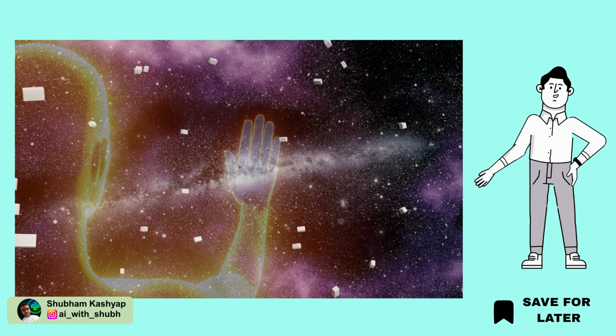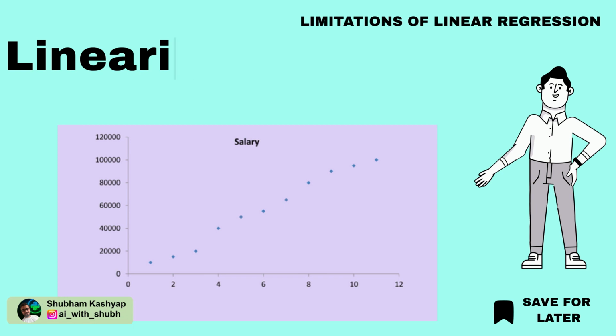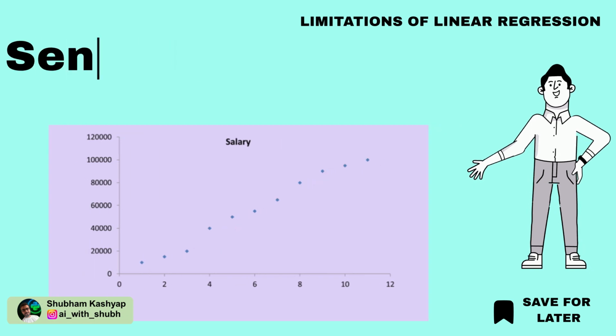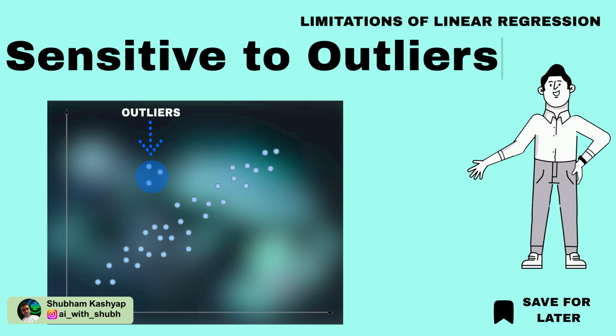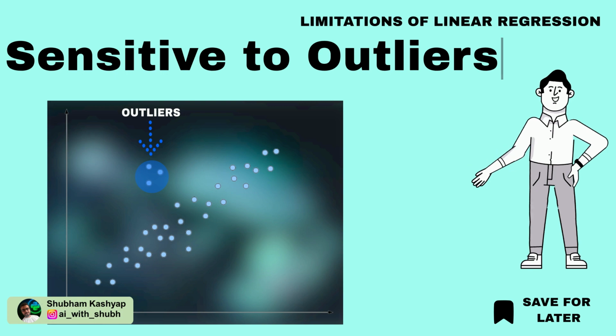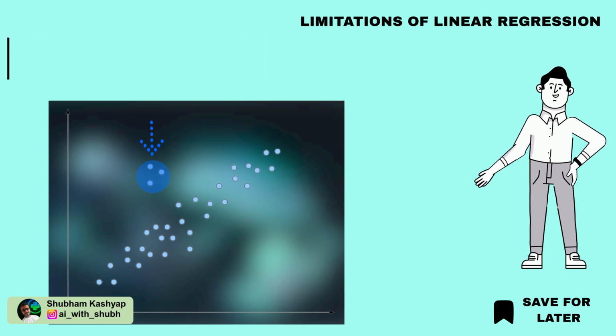Limitations of linear regression. Linearity. If data is not linear in nature, it may lead to wrong predictions. Sensitive to outliers. Linear regression is sensitive to outliers, which are data points that significantly deviate from the general trend. Outliers can unduly influence the estimated coefficients and the model's predictions.